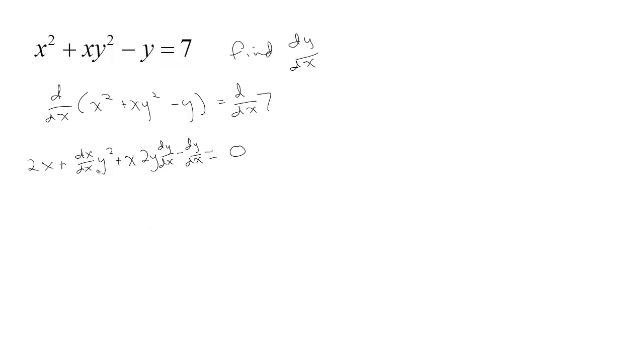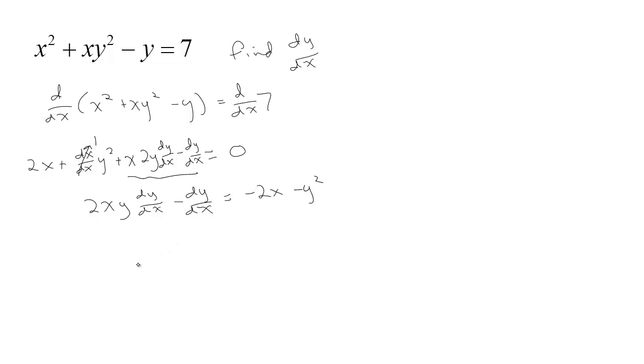Now my plan is to find dy/dx. Notice that dx/dx is 1, so I really don't need to write that. What I want to do, if dy/dx appears in multiple places, let me get the terms that have dy/dx on one side, the terms that don't on the other side. So the ones that do have dy/dx are these two. We have x times 2y, so I'll write that as 2xy, times dy/dx minus dy/dx equals, if I pull these over, I'll have negative 2x and negative y squared.